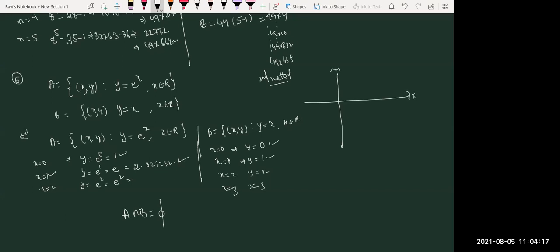This is only an example. X is 0, y is 0. X is 1, y is 1. X is 2, y is 2. So it will be one straight line. This is the line y equal to x. Do all of you understand? Say yes or no. Yes, sir. Y equal to x.